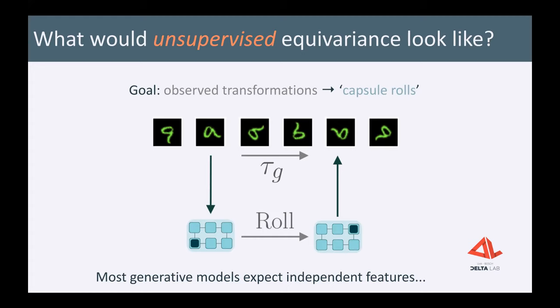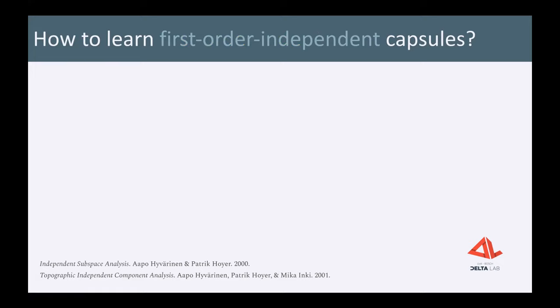Most generative models expect independent sets of features, like a VAE or ICA. It expects all of your latent variables to be independent. Adjacent features here in one of these capsules are very clearly not independent, right? They're correlated by the rotation of the feature, by the underlying transformation. So in some sense, they're first order independent, but they share these higher order dependencies. You can think of it as mutual information. So how do we learn first order independent capsules that have higher order dependencies?